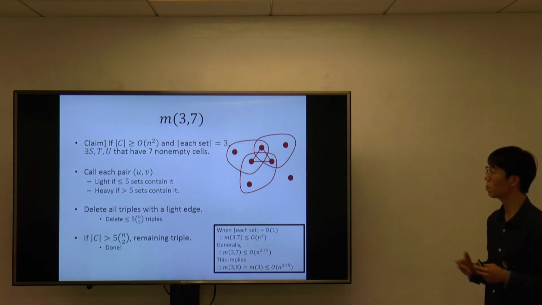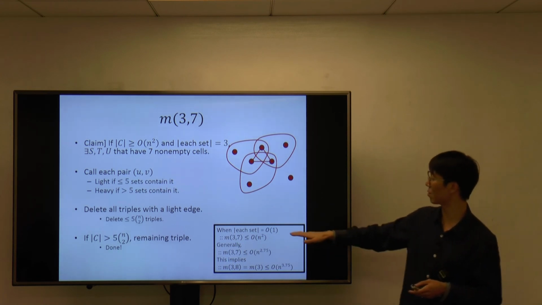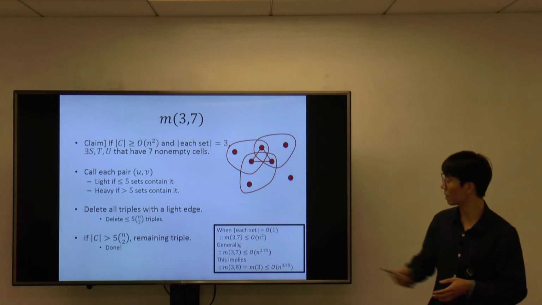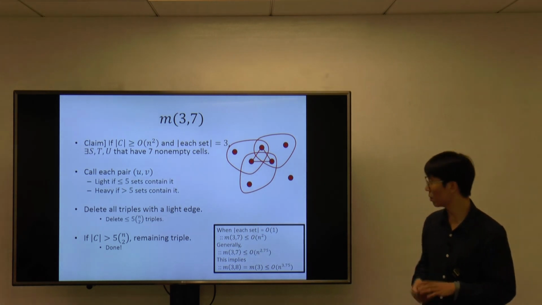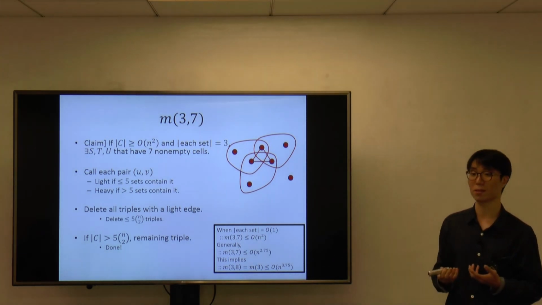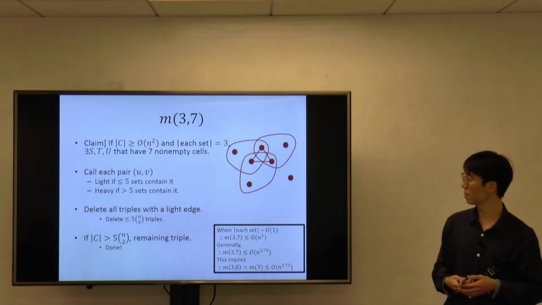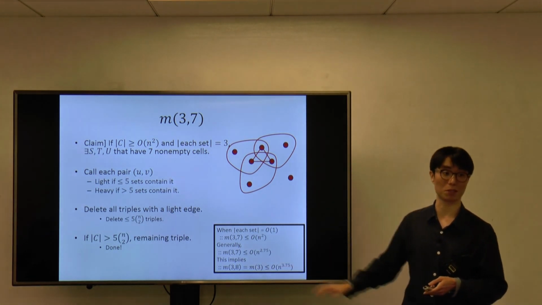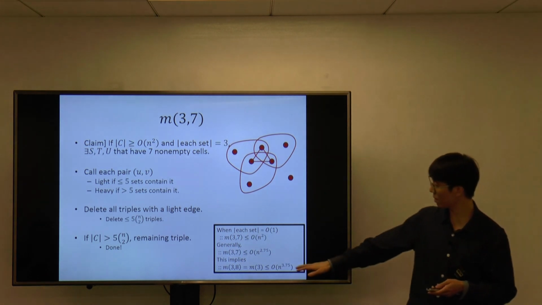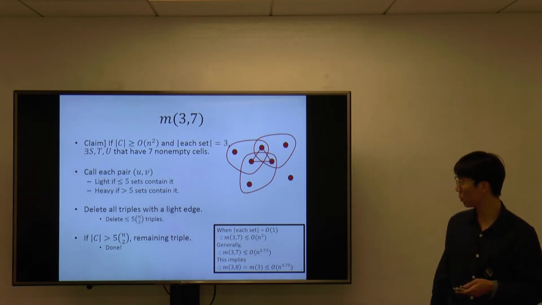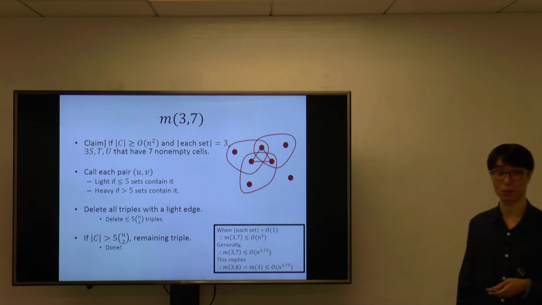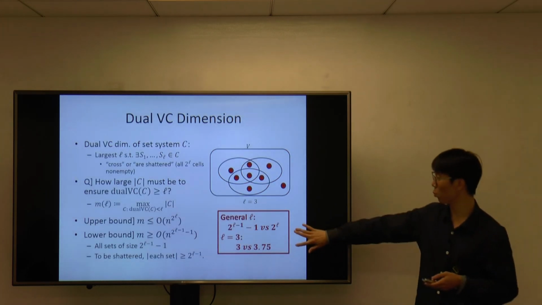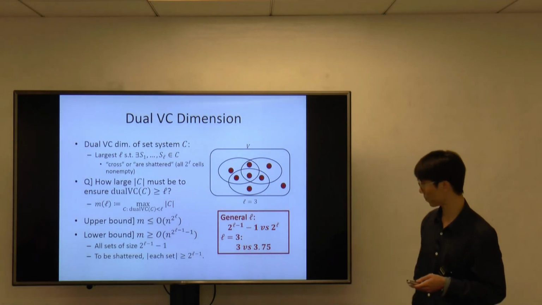So this is a very cute argument, and you can easily see that it generalizes when each set has constant size, which gives an n square bound. But generally, we didn't beautifully generalize to larger sets, so we got a worse bound here. But I don't think there's actually a reason that we lose something here. And again, this n to the 3.75 is a dual VC dimension bound. So this is an open problem for dual VC dimension.